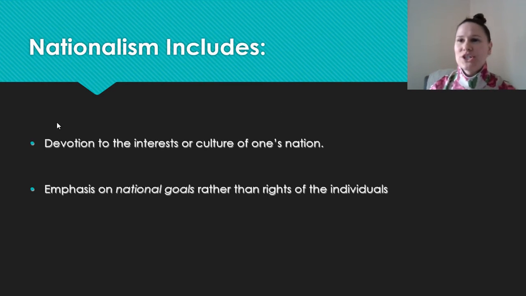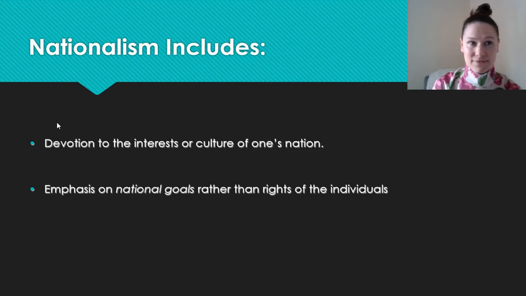So it is very hard to define exactly what nationalism is. There is a good definition in your textbook that's worth looking at, but what we do know for sure, a definition of nationalism must include these two main objectives. It must include the devotion to the interests of cultures of one's nation. So it has to include a sense of patriotism, of a pull towards a country, and an interest in that nation's goals. So we also look at the emphasis on national goals rather than the individual. So nationalism must include those two things.